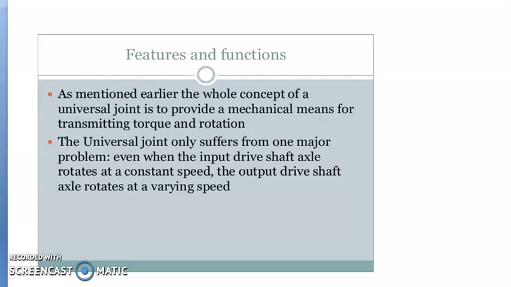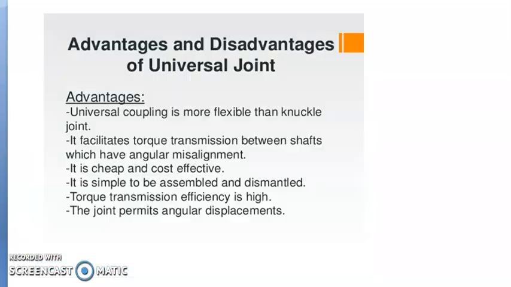The only problem is this: when the input shaft is rotating at a constant speed, based upon the angle of inclination of the other shaft, the output will have varying speeds. To cancel out this effect, universal joints are generally used in pairs in cars. That is the main drawback.